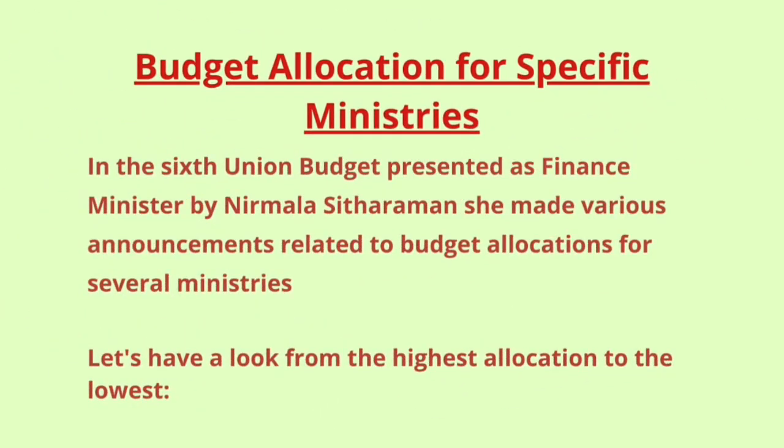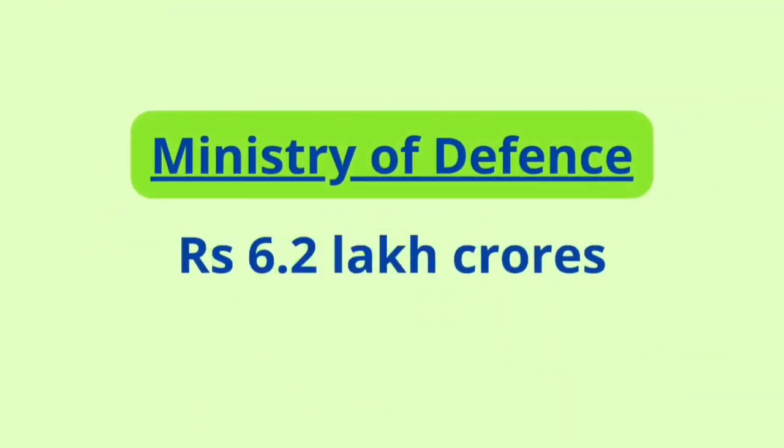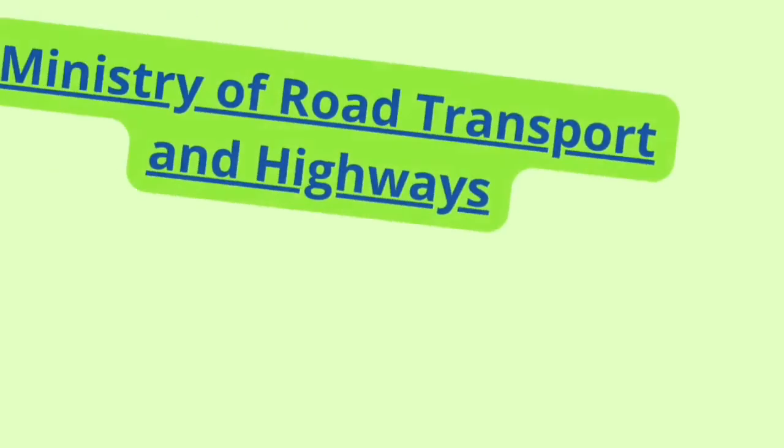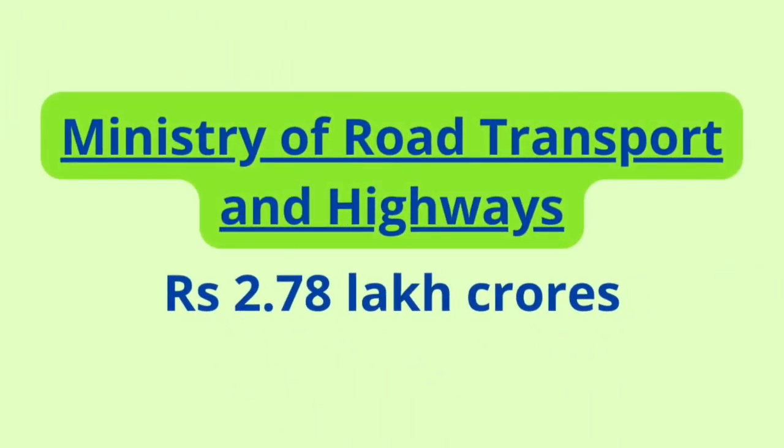Budget allocation for specific ministries. In the 6th Union Budget presented by Finance Minister Nirmala Sitharaman, she made various announcements related to budget allocations for several ministries. Let's have a look from the highest allocation to the lowest. Ministry of Defence received rupees 6.2 lakh crores. Ministry of Road Transport and Highways rupees 2.78 lakh crores.